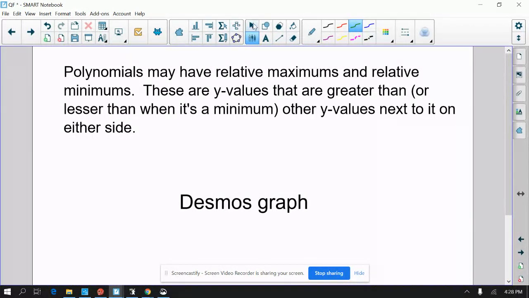Well, let's practice. One more thing, something called relative maximums and relative minimums. These are y values. A relative maximum is a big y value. That it's so big, it's bigger than all the surrounding y values. Let me show you what I mean.